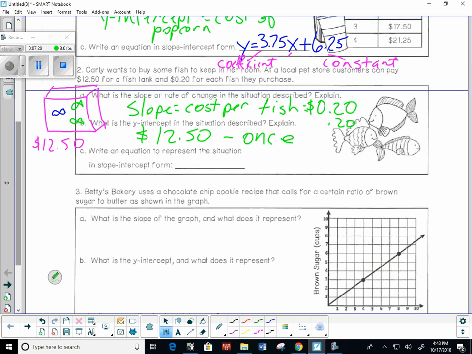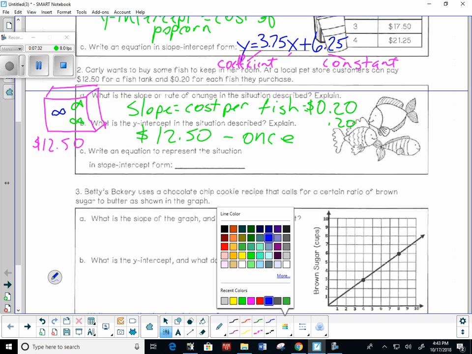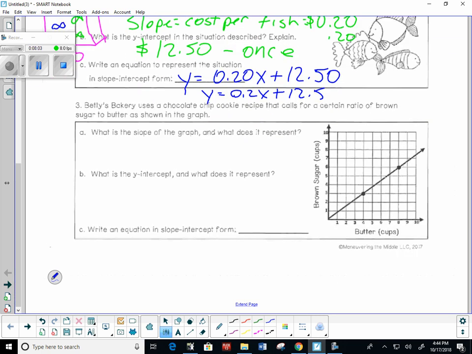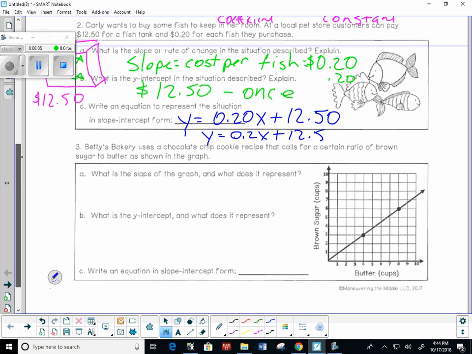Okay? So, again, we're going to look at what is our output, y. If we spend 20 cents per fish, and we also have to buy a tank. So y equals 20 hundredths times x plus $12.50. Or we could say that y equals 2/10 times x plus 12.5. Okay, that's just bringing it down to the simplest terms. Okay, so now we're going to look at our graph.